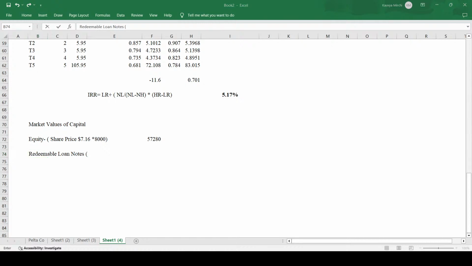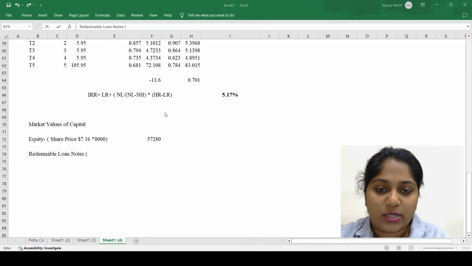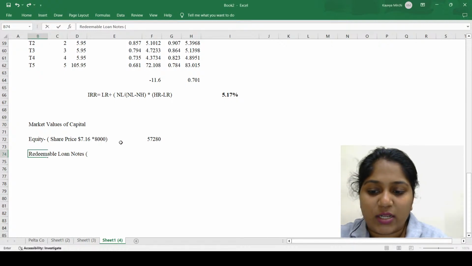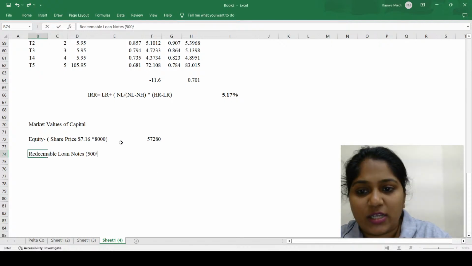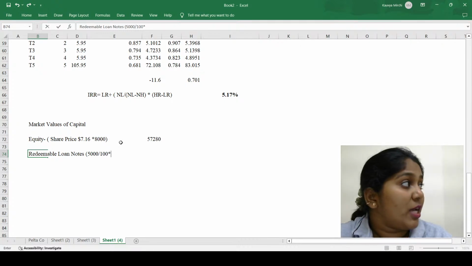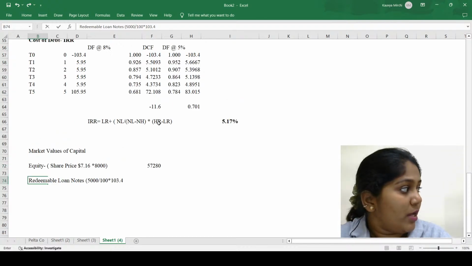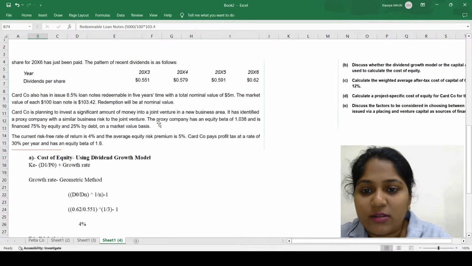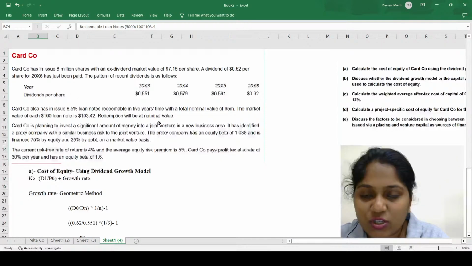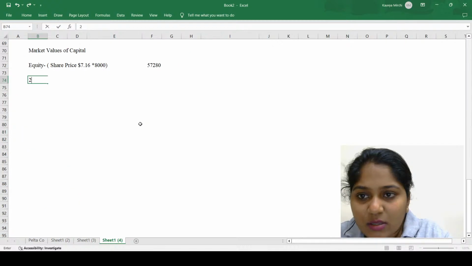Luckily I got my power back. Thank you, people. So redeemable loan notes would be considered as: I have 5 million of loan notes, each loan note has a value of $100, and every loan note has a share price of 103.42. Was that 103.42? Just look at it. Yes, 103.42.